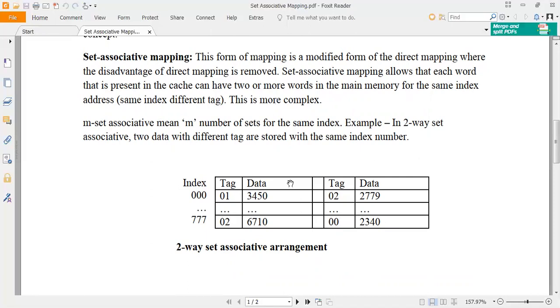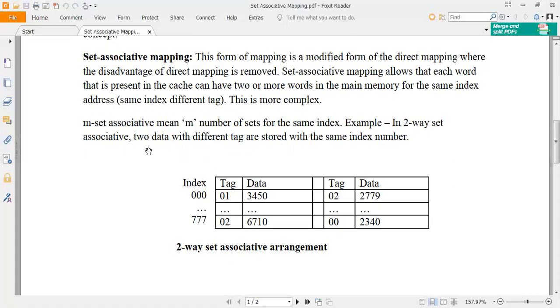Before going to this scenario: M set associative means the cache is divided into some number of sets. Why is the name set associative? First it follows the property of direct mapping, and it is divided into sets. What do you mean by this set? Each index-tag pair is known as a set. That means the index will be the same, but the same index with a different tag is known as a set.